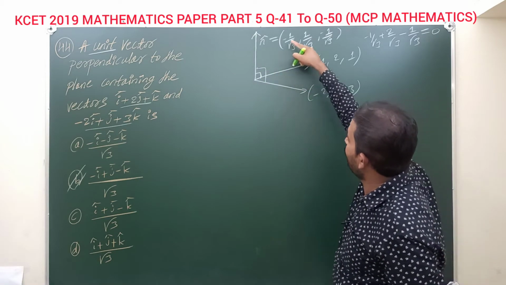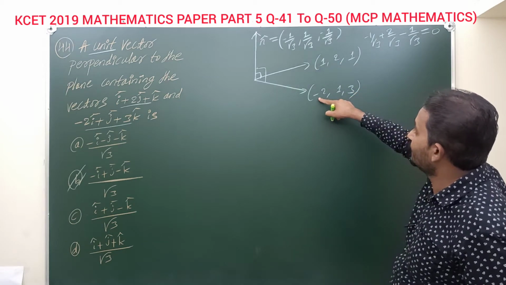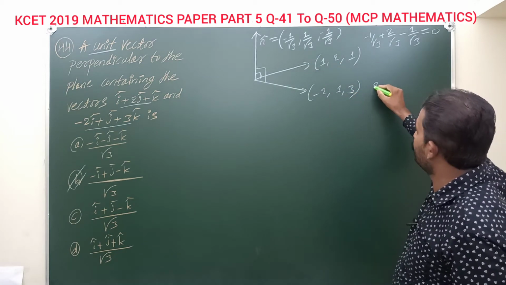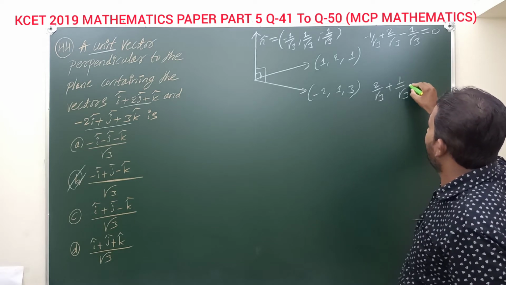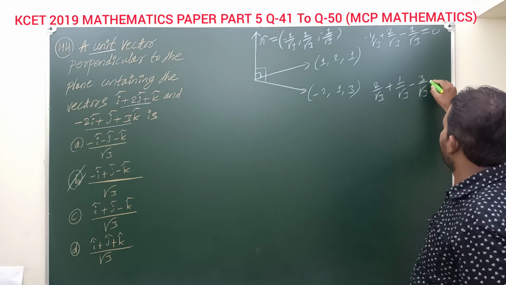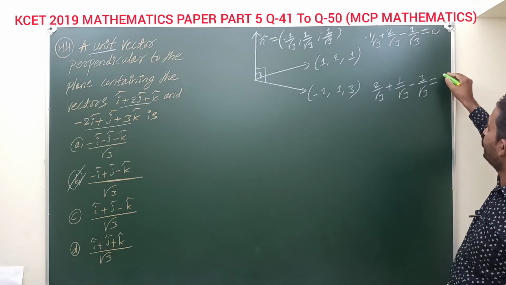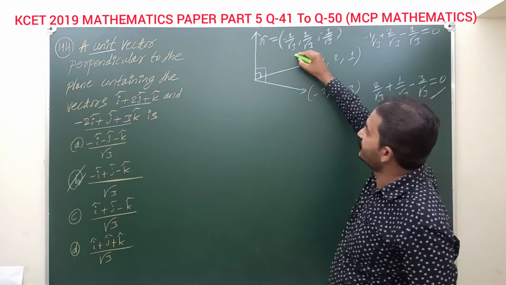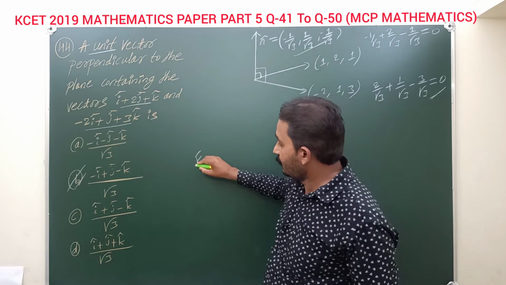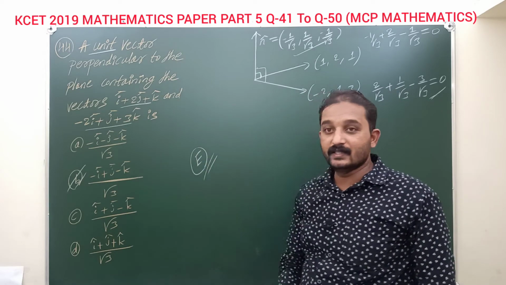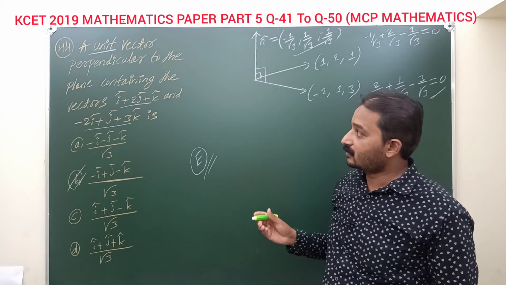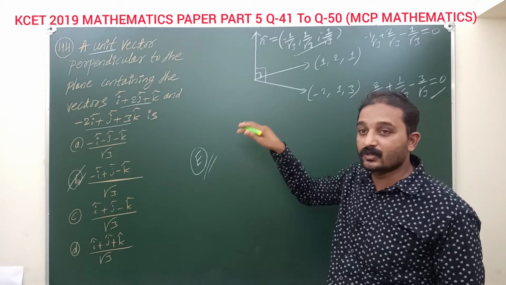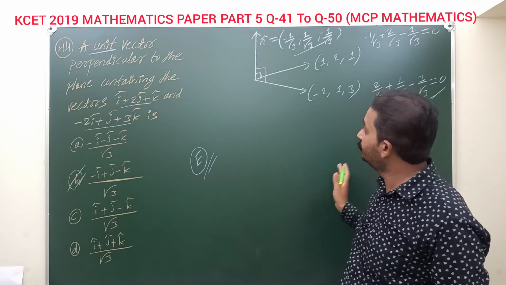So for the second one, minus 1 by root 3 into minus 2 is plus 2 by root 3, plus 1 by root 3 minus 3 by root 3. So here also 3 by root 3 minus 3 by root 3 is 0. So hence option B is correct. It is an easy question, and most of the students solve it easily, but some students make it difficult because they solve this question by the usual method. Okay, take down.